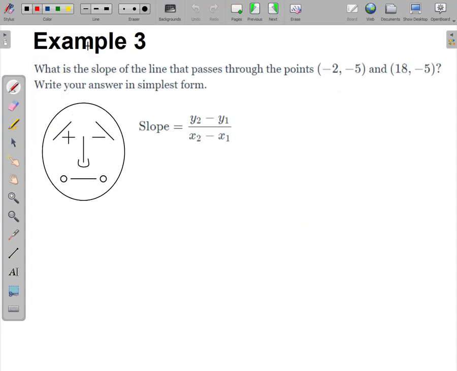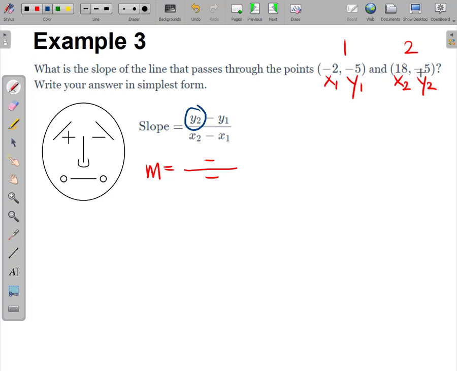Example 3. So again, slope stands for m. Fraction bar, got our subtract signs. I'm going to call this point 1 and point 2. So again, sticking with the idea that alphabetically x comes before y, because this is point 1, I'm going to put sub 1, sub 1, and because this is point 2, I'm going to put sub 2, sub 2.